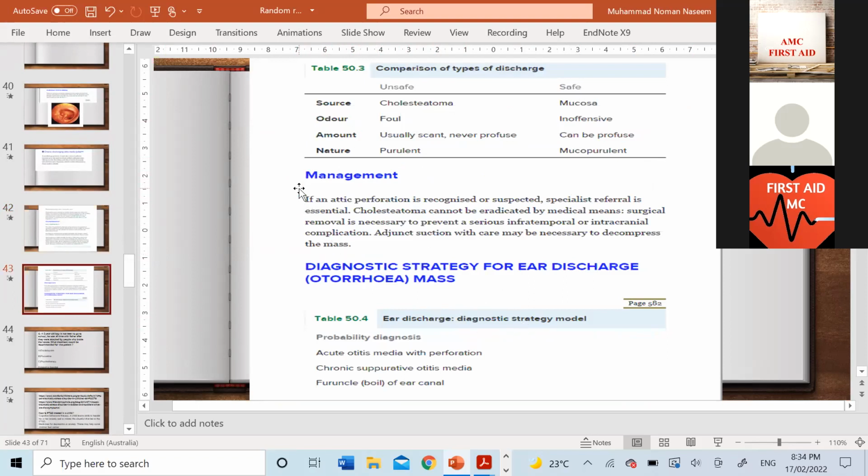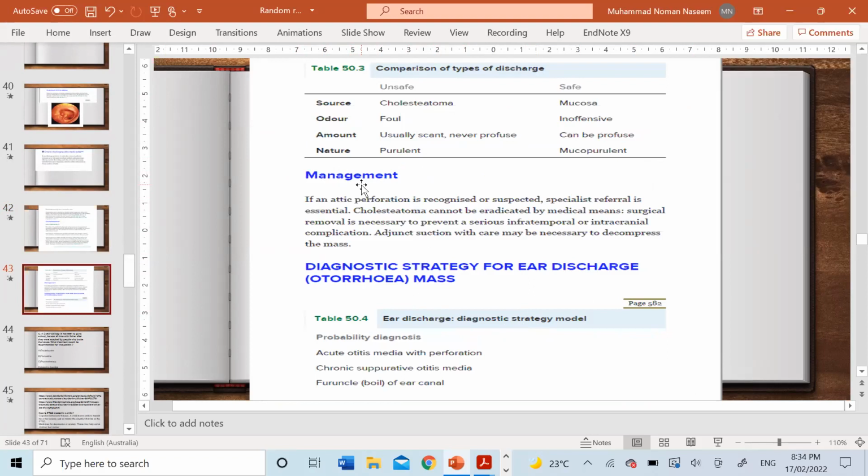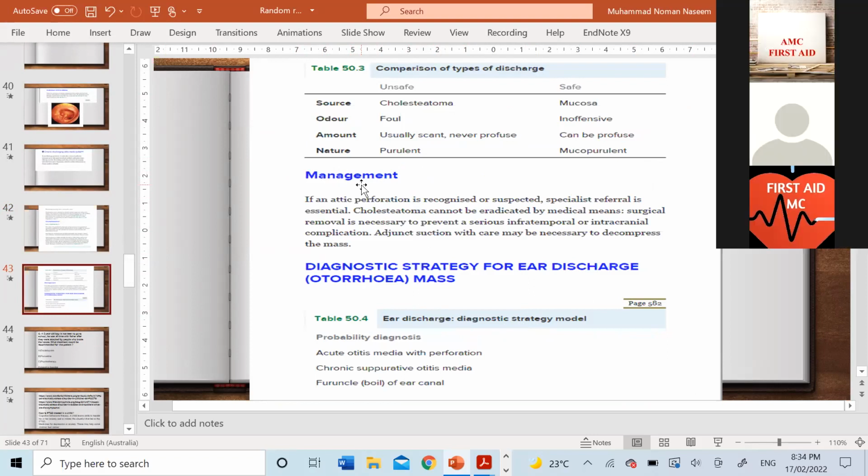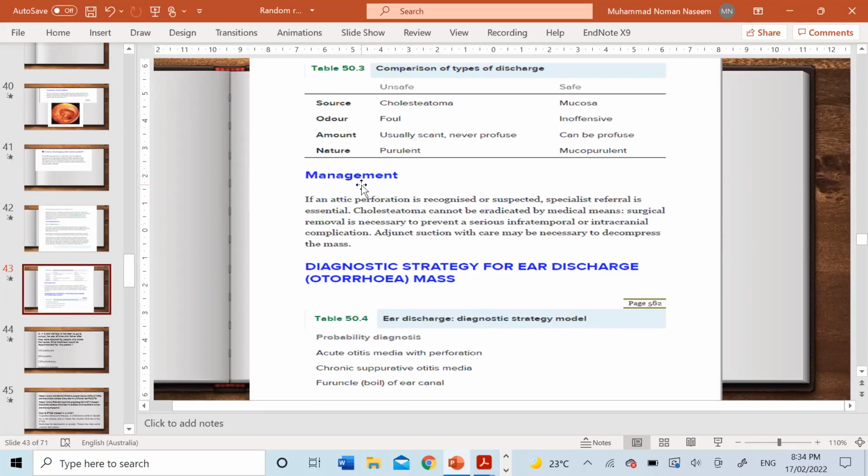All right. Now, management of chronic otitis media is always that you clean the ear with the help of toileting. Then you prescribe the antibiotics to the patient. And if cholesteatoma is present, you can remove it or refer the patient to be removed surgically by an ENT specialist.